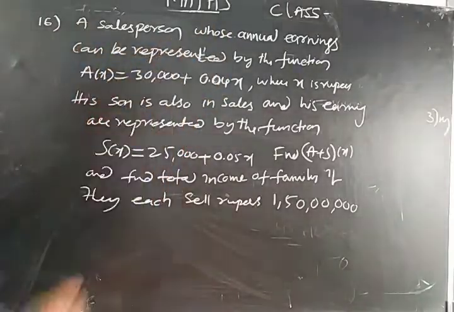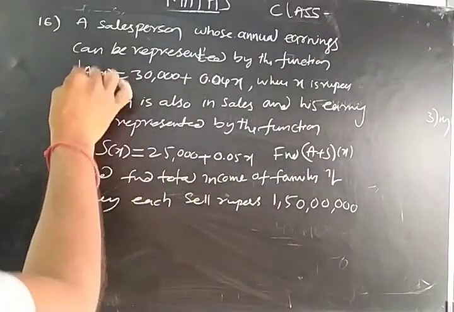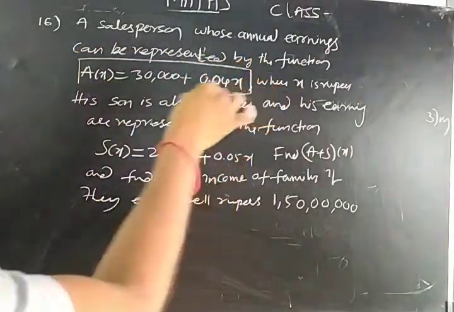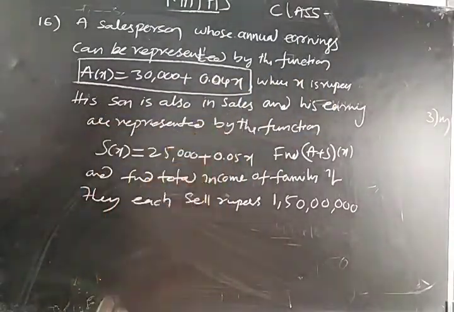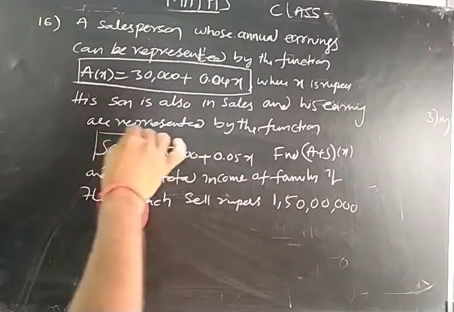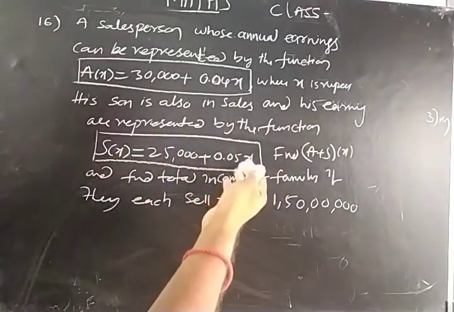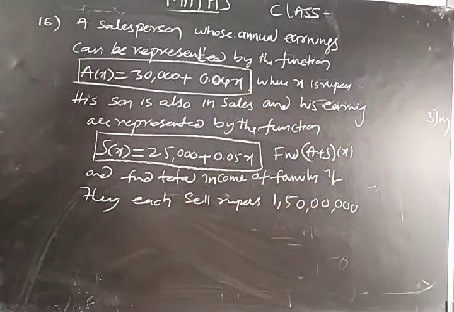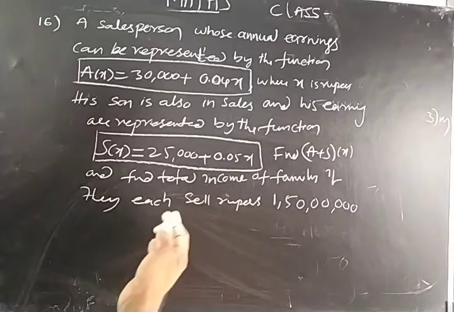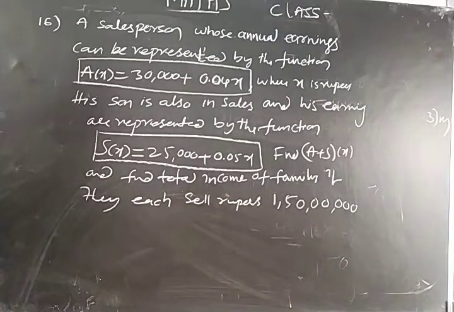Now next question, 16th one. See here, a salesperson whose annual earning can be represented by the function. Salesperson annual earning is represented by this function, where X is rupees. His son is also in sales, and his earnings are represented by this function, where X is again rupees. We have to find both functions' sum, A plus S of X, and find the total income of the family if each sells rupees 1,50,000 worth of merchandise.